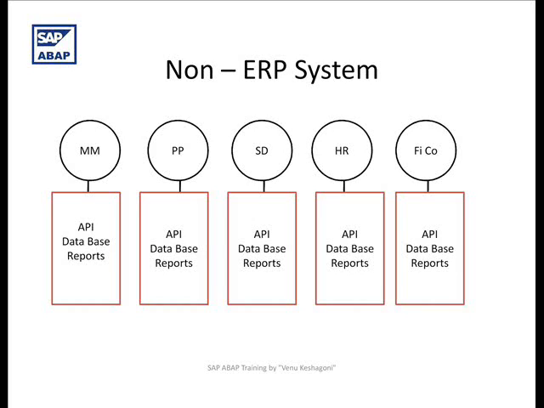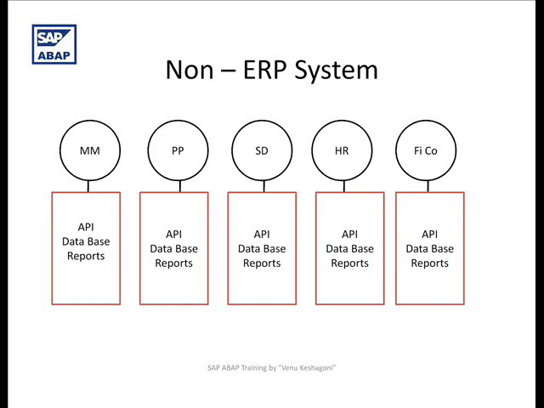So this is the non-ERP system. We don't have any database link between all the departments. So there are so many disadvantages in this system. For example, the finance department has to check the status of a material, the status of a sales order. For that, he has to manually go to the department and check whether the material is delivered or not.